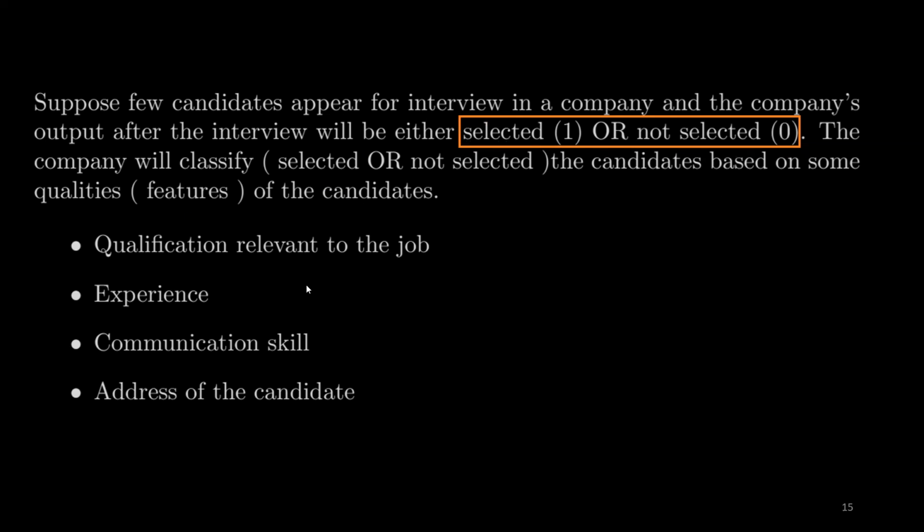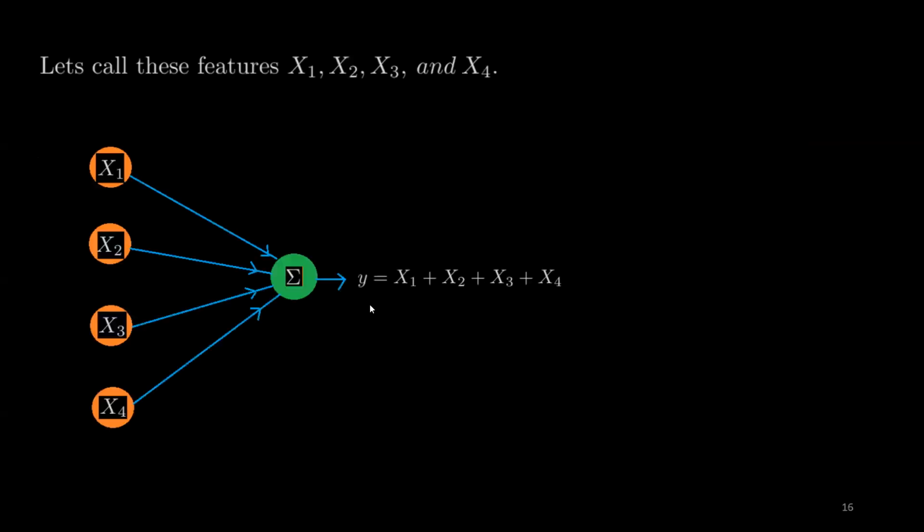So these are the 4 qualities of the candidates which are known as the features of the candidates. Based on these qualities, the company will decide whether they will select the candidate or not. So these features or qualities are the qualification relevant to the job, experience, communication skill, and address of the candidate. Now, we call these qualities features. Let's call them X1, X2, X3, and X4.